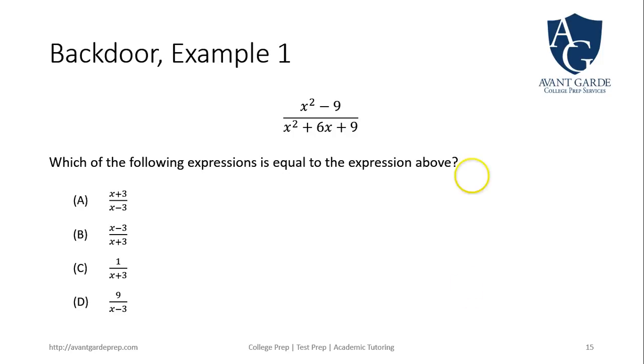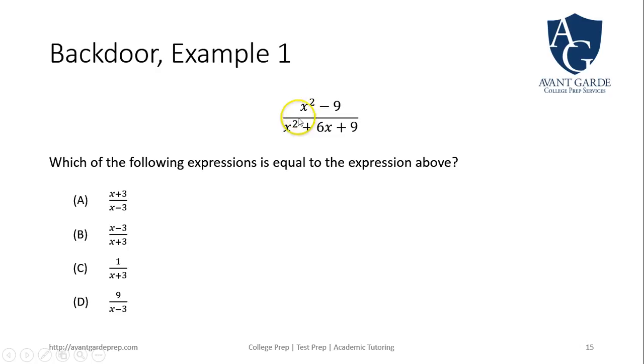So here we have this equation, where we're dividing this polynomial of x squared minus 9 divided by x squared plus 6x plus 9. Which of the following expressions is equal to the expression above? And we have our answer choices over here, which have algebraic variables here, and then more algebraic variables over here. And you may be like, yeah, I don't know how to solve this.